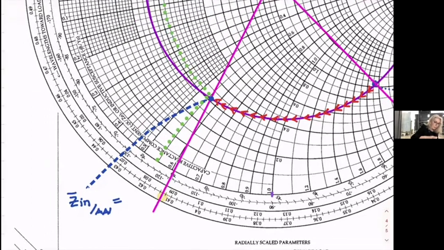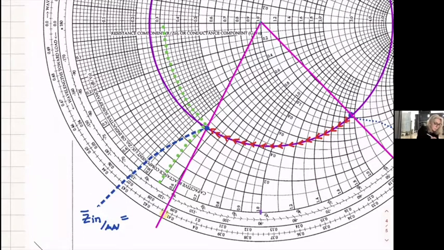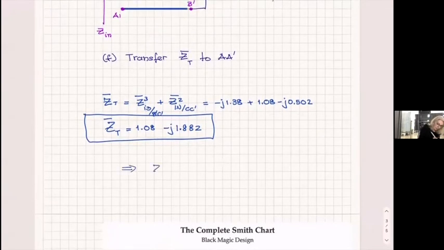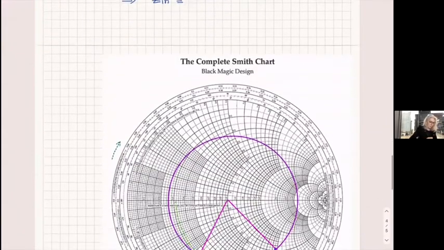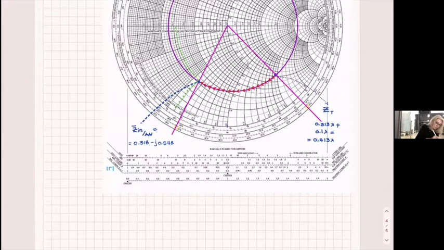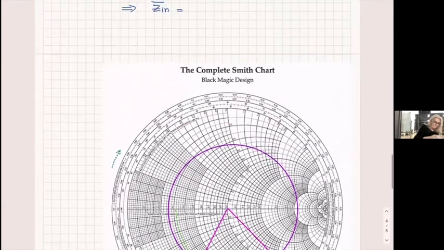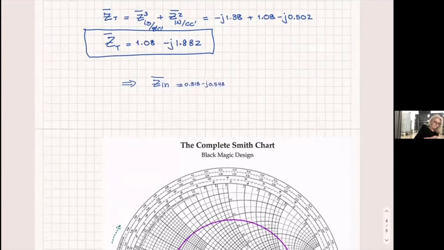I'm going to write that Z input, I found it, is 0.3318 minus j 0.548, something like that. So now I solved the problem. All right, I found exactly Z in. And the value is given here. Any questions before we continue? Okay. No questions.